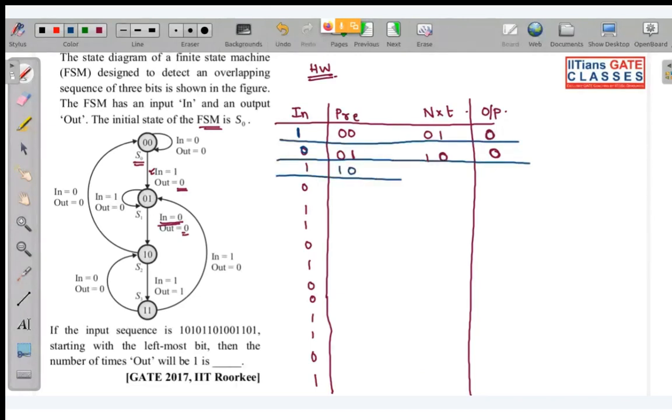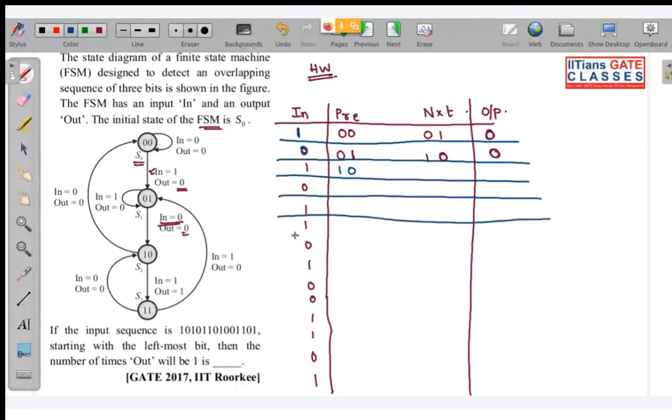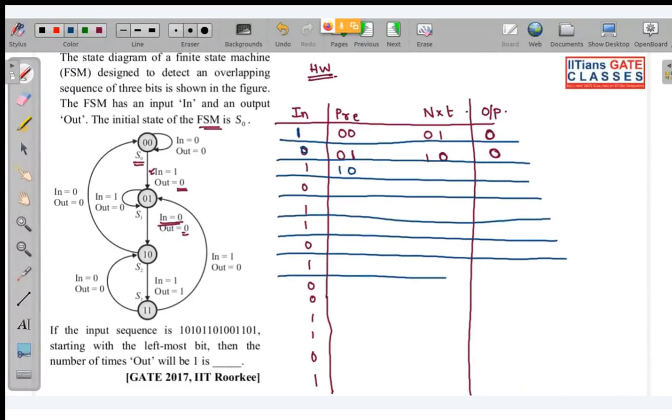So such kind of question you need to be mentally very much prepared for solving. Even at one place, if you mess up, you are going to mess up the entire question.